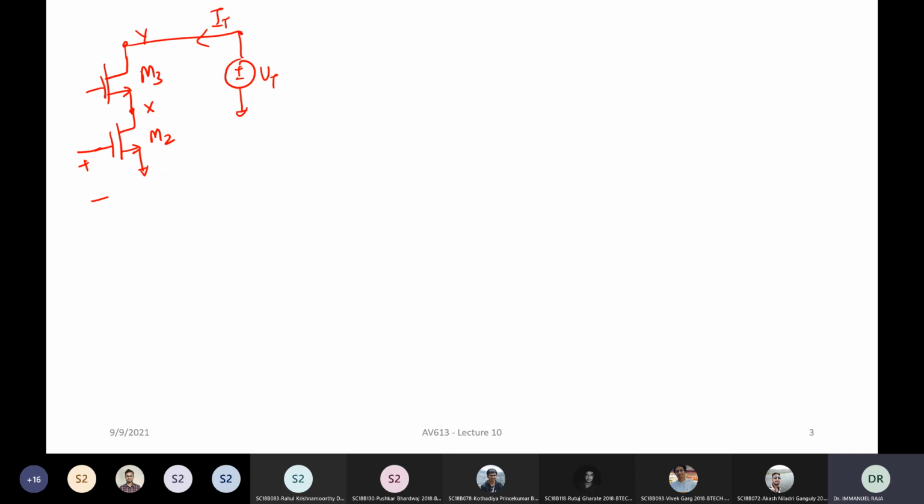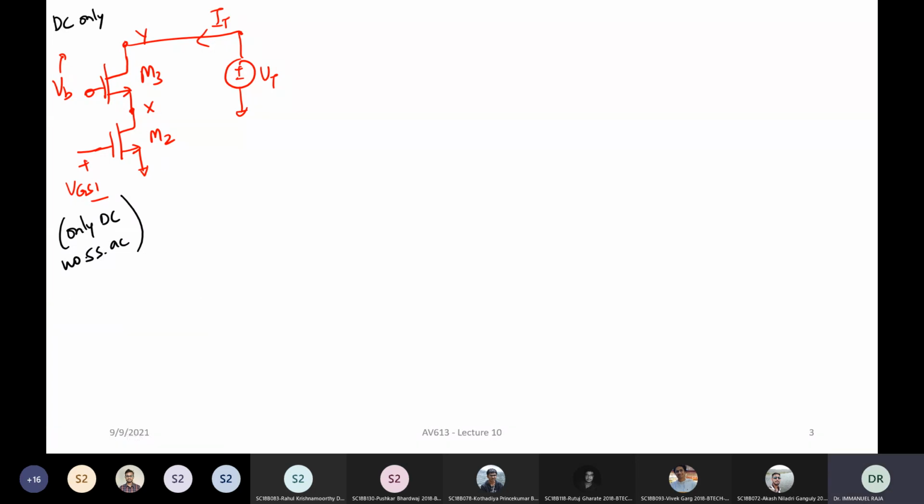Now, what is the voltage here? The voltage here is VGS1, which is equal to VGS2, which is a DC voltage. There is no small signal component here. Let me add a note: there is only DC, no small signal AC. Here again, the voltage is VB, which is again a DC voltage. It is DC only.